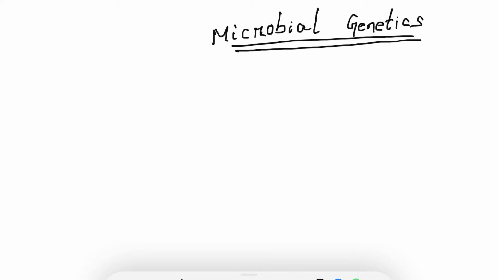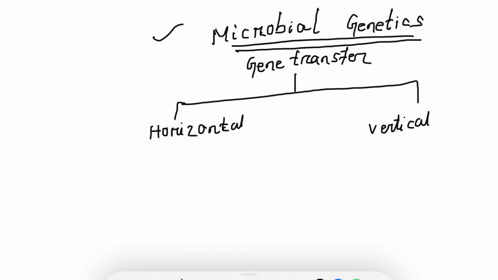Today I'm going to start a new topic, that is microbial genetics. Here we will study gene transfer. There are two types of gene transfer. One is known as horizontal gene transfer and the other one is known as vertical gene transfer. So what is horizontal gene transfer and what is vertical gene transfer?